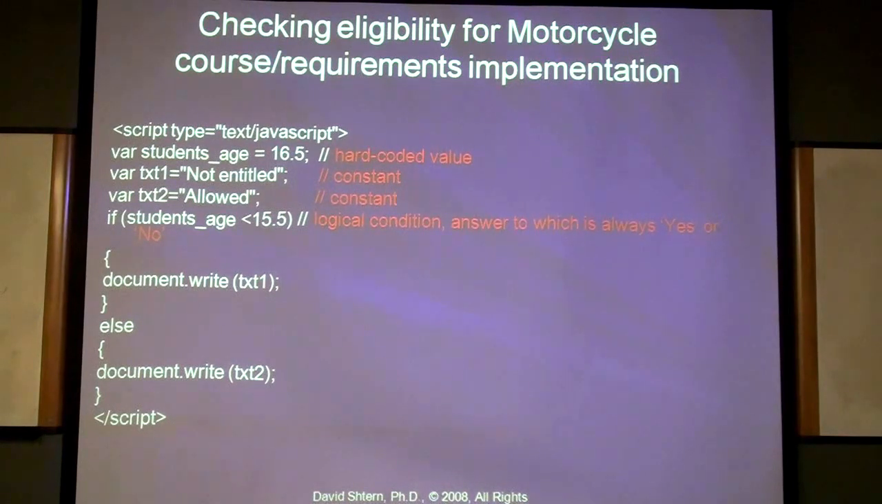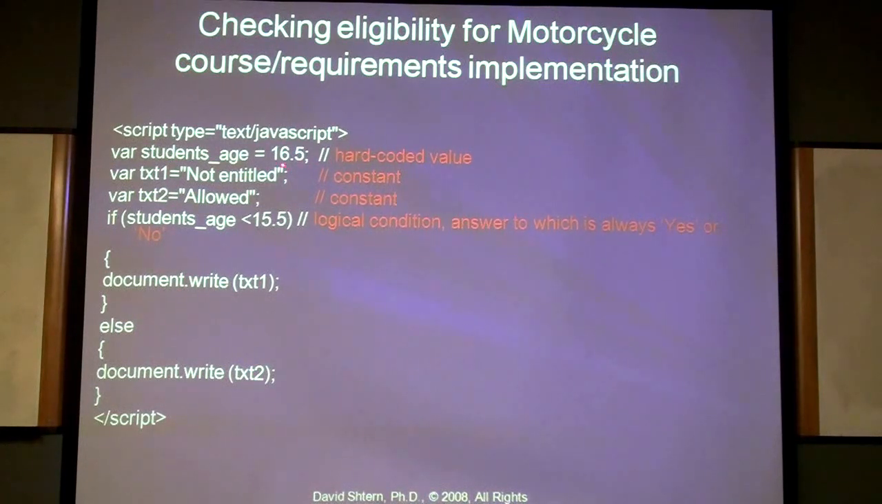So I created a script, and then I put this very first milestone, which is 16.5. Oh, sorry, no, that's not. I created a variable which I call student age and assigned it 16.5. Okay, it might be something else. It might be 20, whatever.